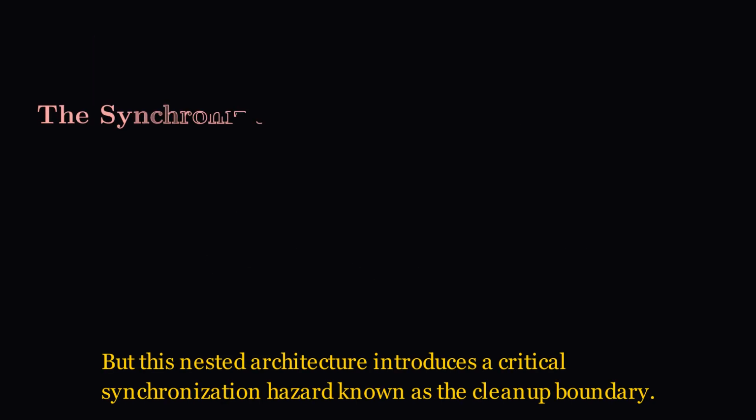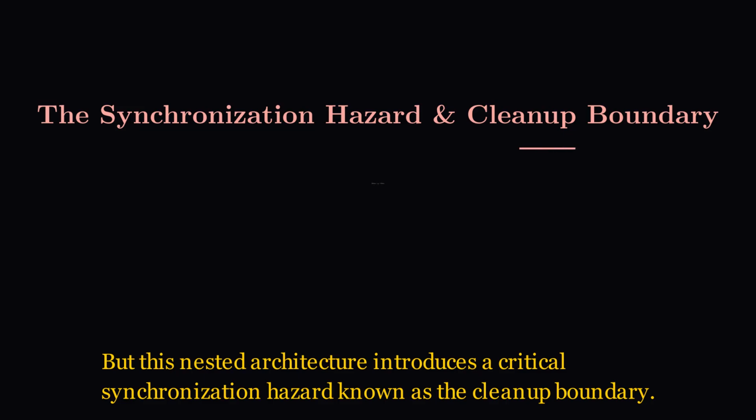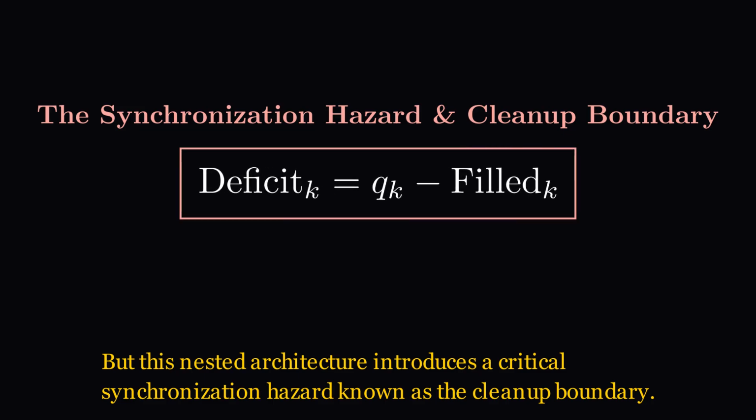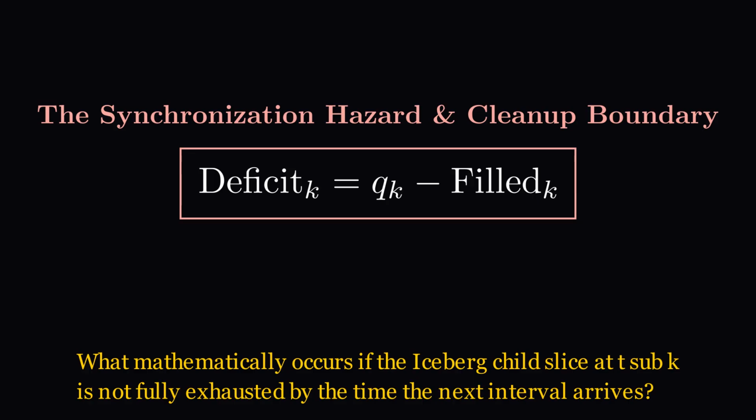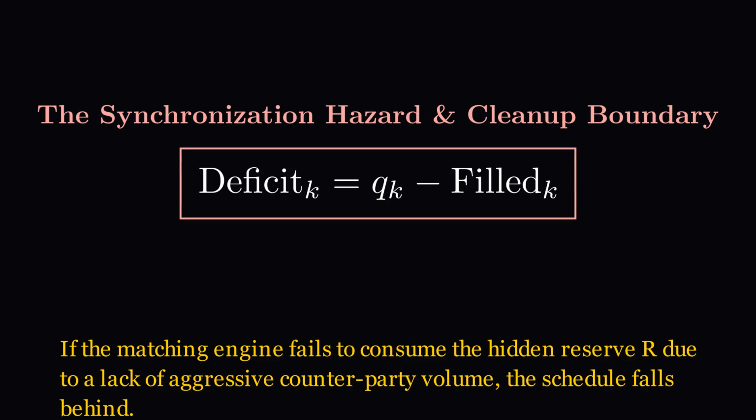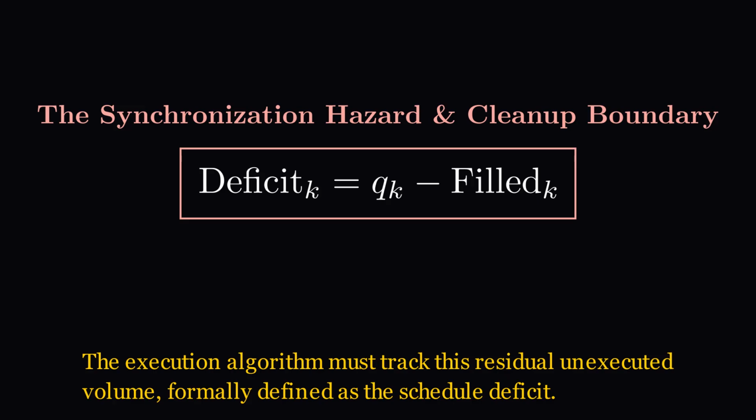But this nested architecture introduces a critical synchronization hazard known as the cleanup boundary. What mathematically occurs if the iceberg child slice at T sub k is not fully exhausted by the time the next interval arrives? If the matching engine fails to consume the hidden reserve due to a lack of aggressive counterparty volume, the schedule falls behind. The execution algorithm must track this residual unexecuted volume, formally defined as the schedule deficit.